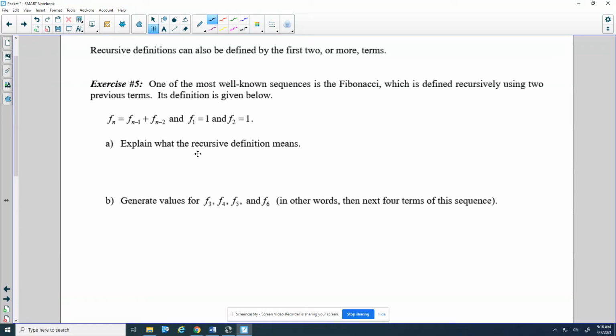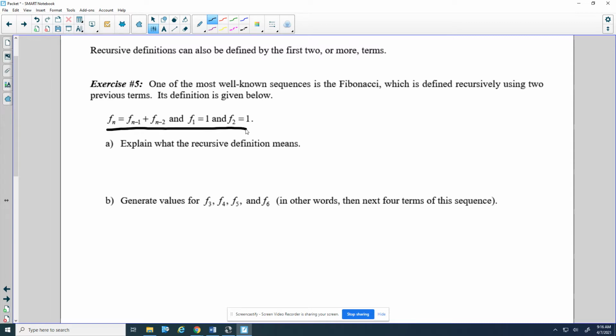So now we're going to look at another, a little bit more complex way that recursive definitions can be written. And that's where you base it off the previous two terms or more, not just the previous one term. One of the most well-known sequences is the Fibonacci sequence, which is defined recursively using two previous terms. Its definition is given below.